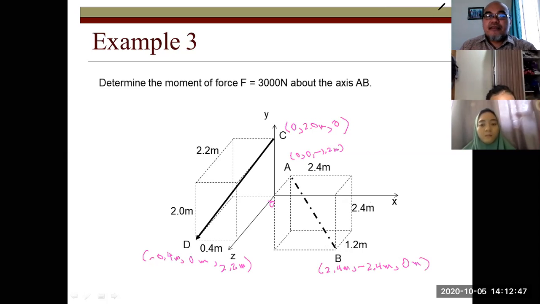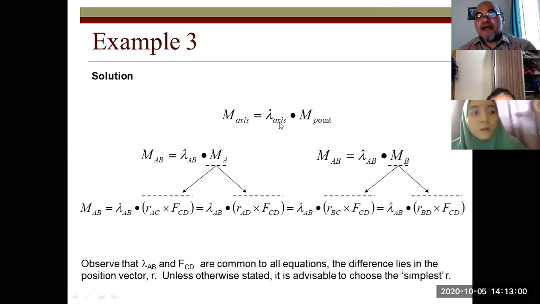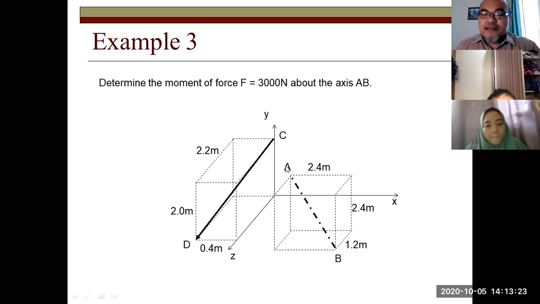So how do we calculate the moment of this force about the axis AB? First, we can calculate the moment about the axis by the dot product of lambda axis dot the moment about a point, and you can choose either the beginning of that axis, moment about point A, or otherwise you could also choose its endpoint, which is moment about point B. Lambda AB can be easily calculated, right?